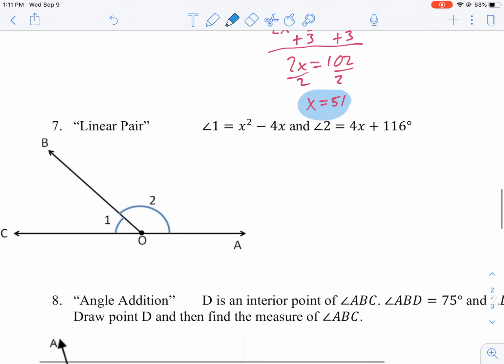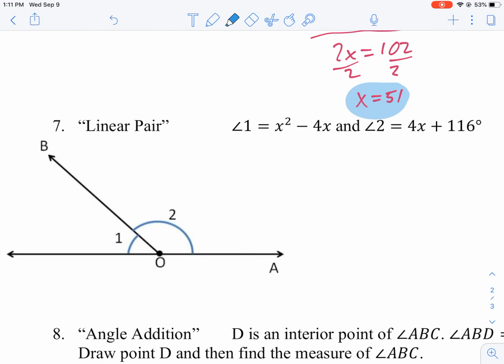All right, number 7, we have a linear pair. So a linear pair, if you can remember, is two angles that make a line, which means they add up to 180. So for our linear pair, we've got angle 1, that's x squared minus 4x. This one is 4x plus 116.